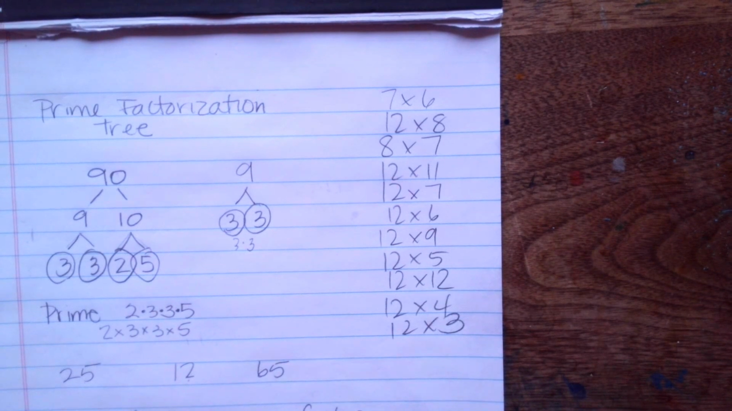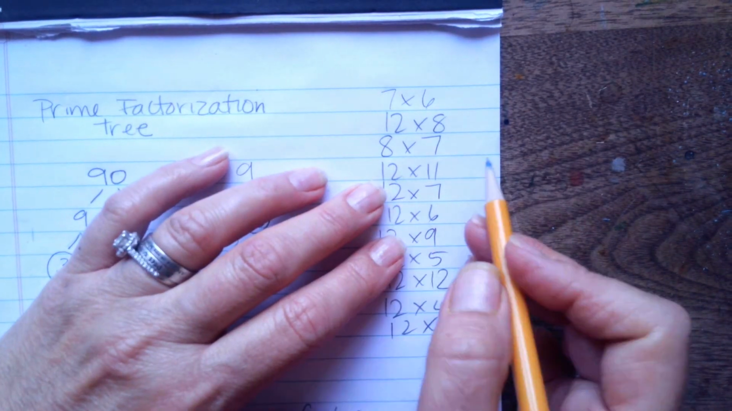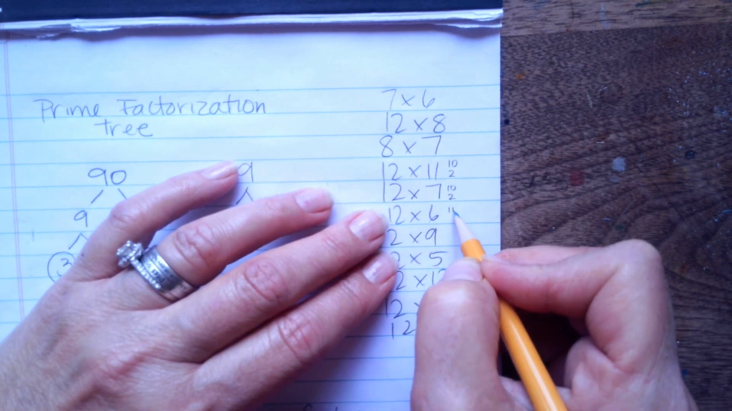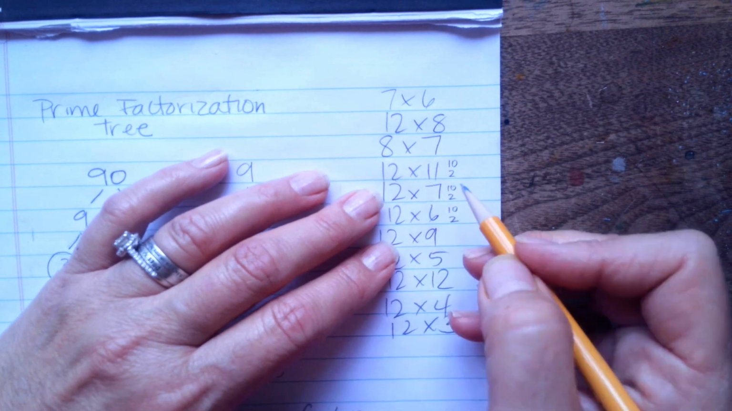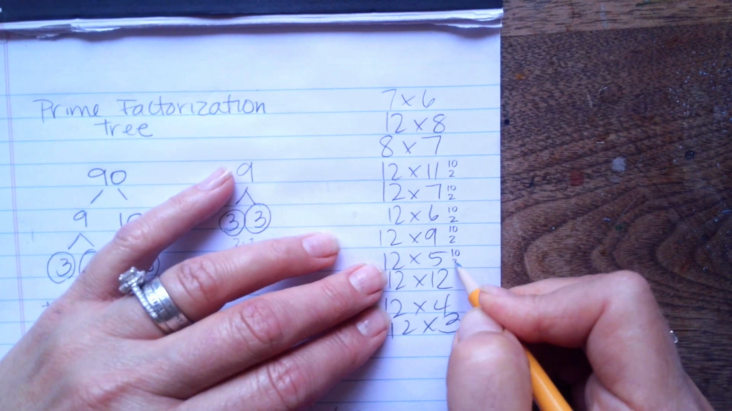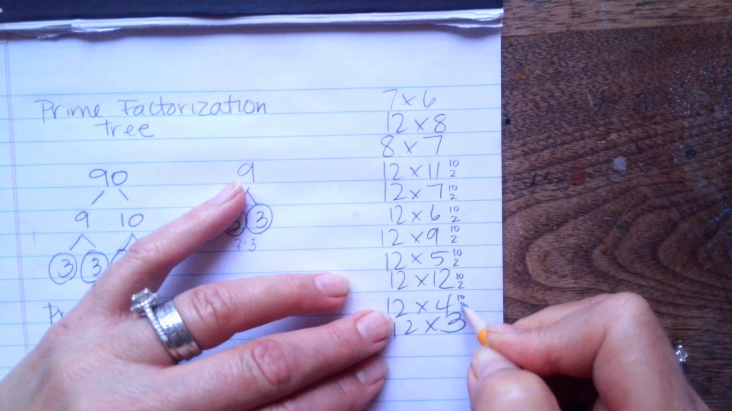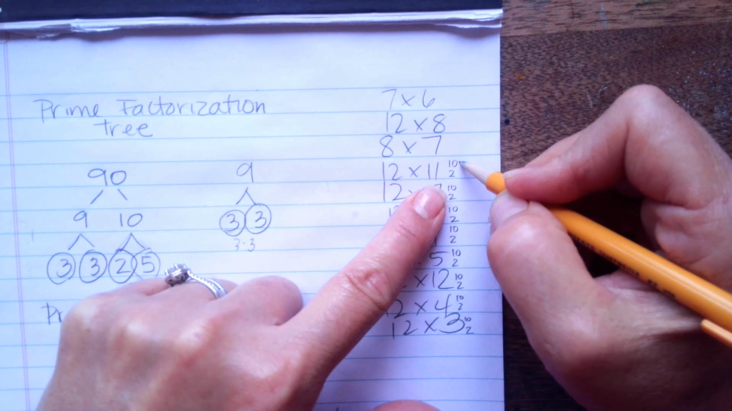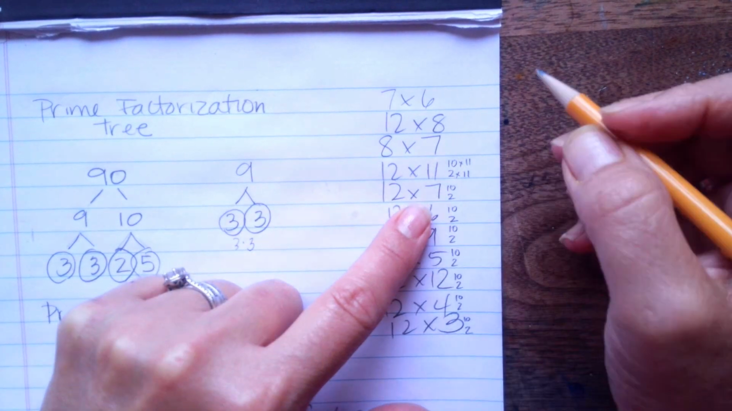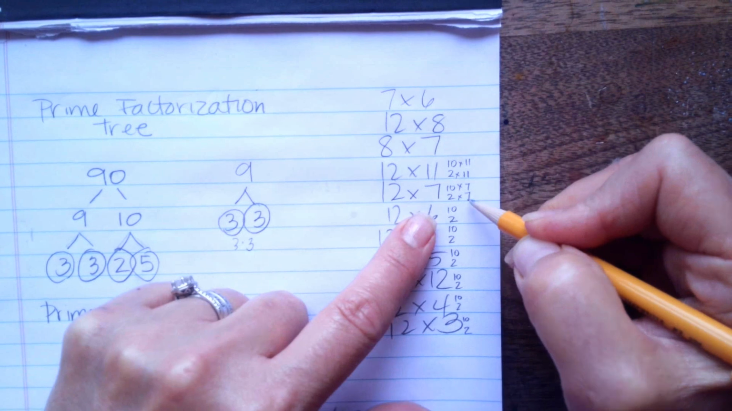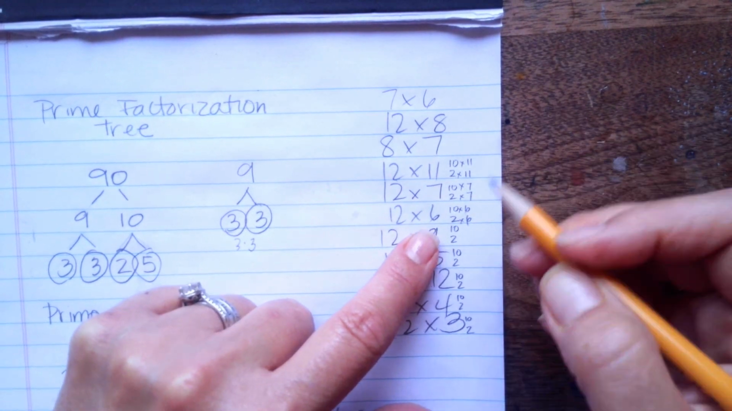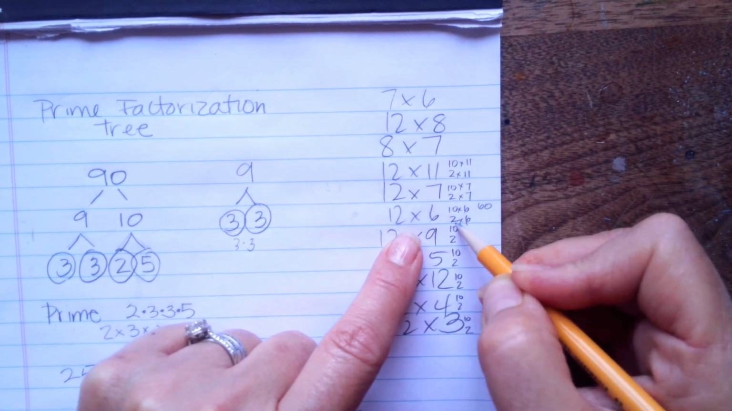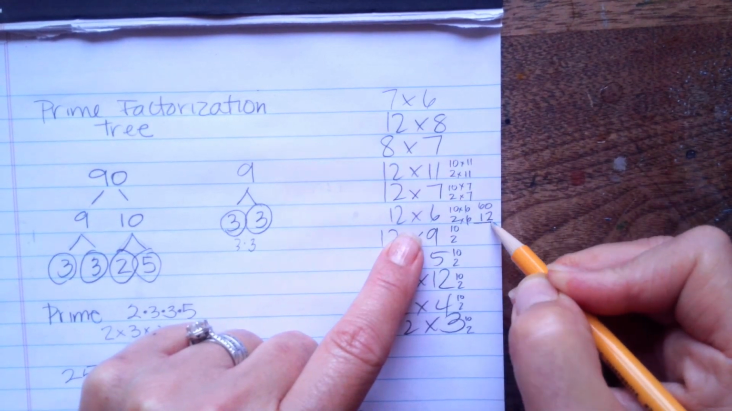So the strategy for times 12 is to break it into a 10 and a 2. So 10 and 2, 10 and 2, 10 and 2, 10 and 2, and then all you're going to do is take it times that number. So 10 times 11 plus 2 times 11, times 7, times 6. And then I'll use this one as an example. 10 times 6 is 60, and 2 times 6 is 12, and then you add these together to equal 72.